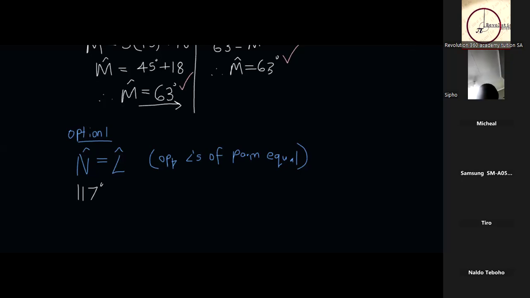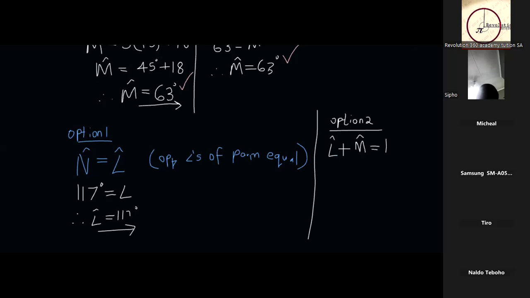Let me show you option number 2 on how you can get it. For option number 2 of how you can get angle L, they give you parallel lines. So you'll say angle L plus angle M equals 180 degrees. Remember, each and every statement should be accompanied by the reason. So here you'll just say co-interior angles are supplementary. To those who don't know, supplementary angles are angles that add up to 180 degrees.